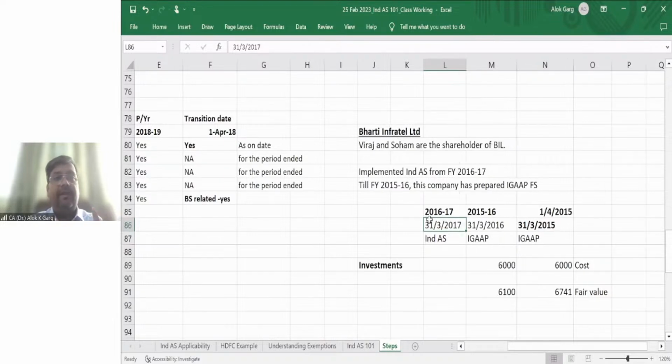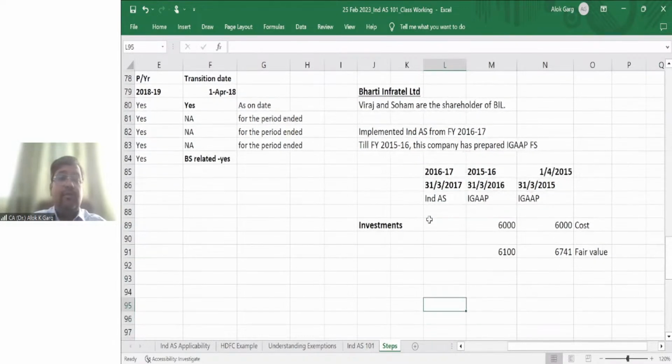I am discussing deliverables, right? And I want an answer from all of you: what should be the additional deliverable for the first-time Ind AS financial statement? When Soham and Viraj got these Ind AS accounts, these Ind AS accounts were for these three periods, right?